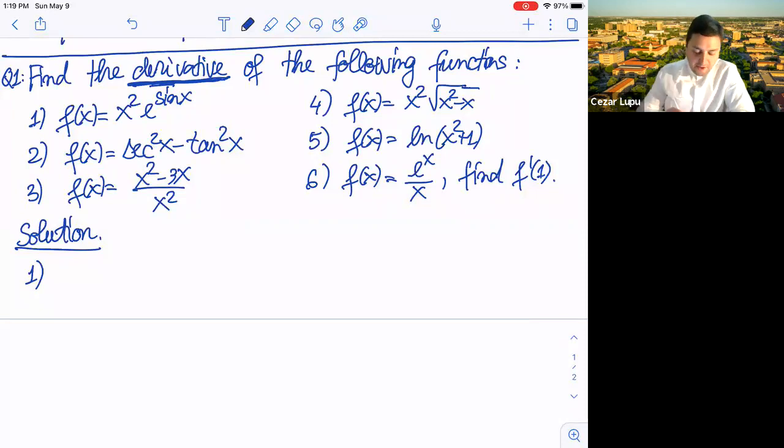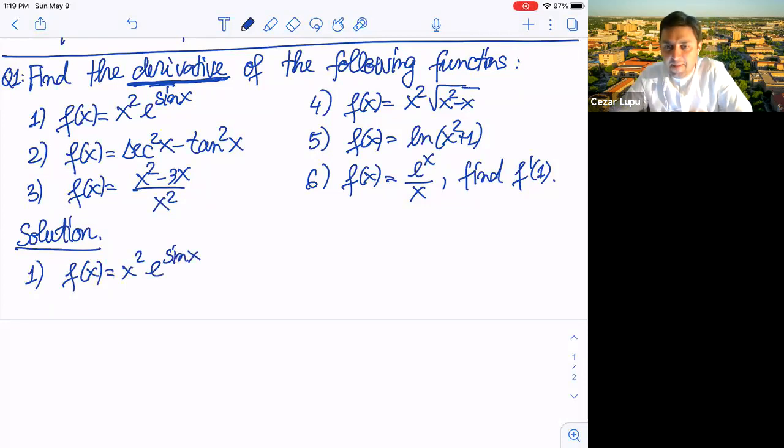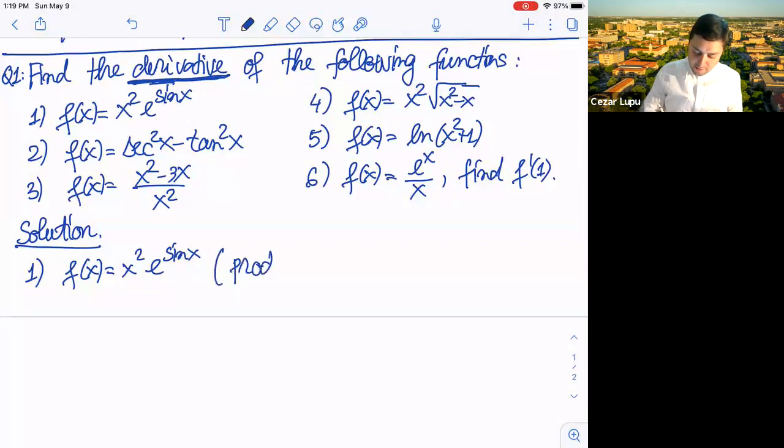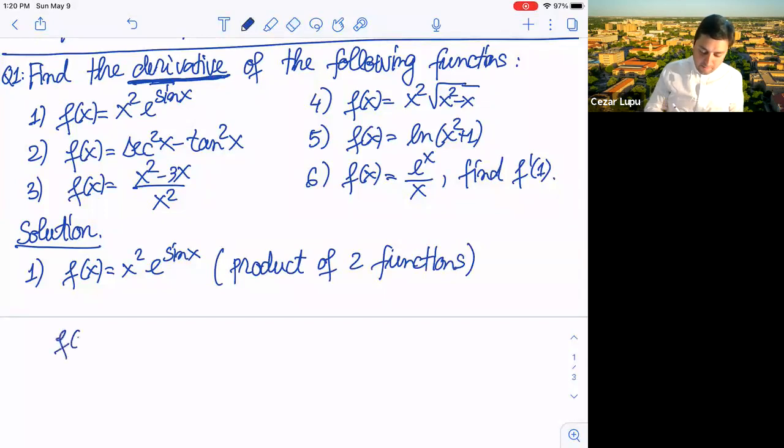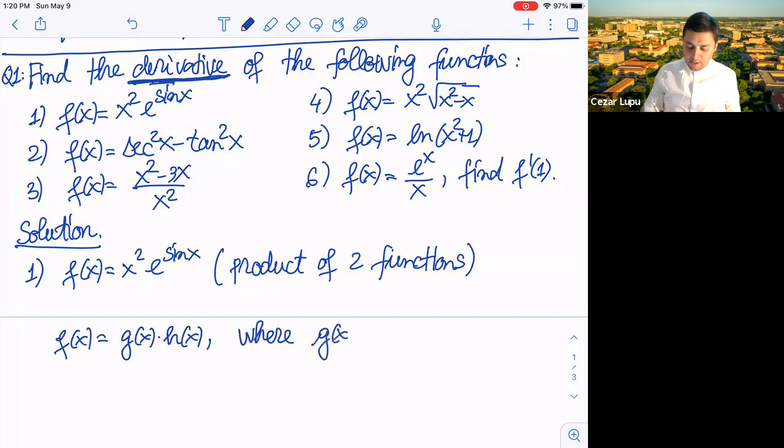So you see, we have the function f of x, let me write it again, it's x squared times e to the sine of x. Do you see anything here in particular about this one? The product rule, you mean? Yeah, exactly. So you see, we have the product of two functions, x squared and e to the power of sine of x. Let me write f of x as g of x times h of x, where g of x is x squared and h of x is e to the power sine of x.